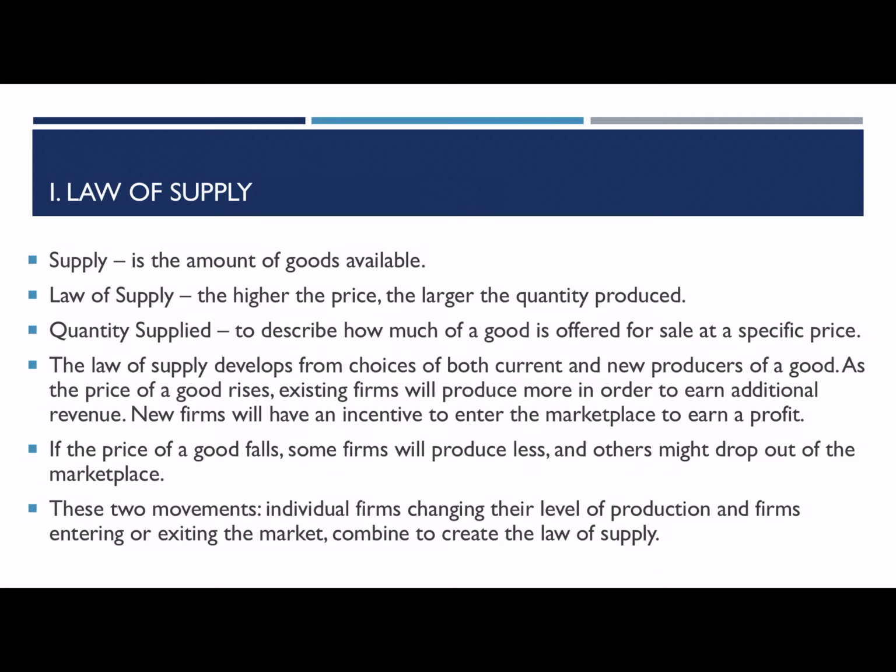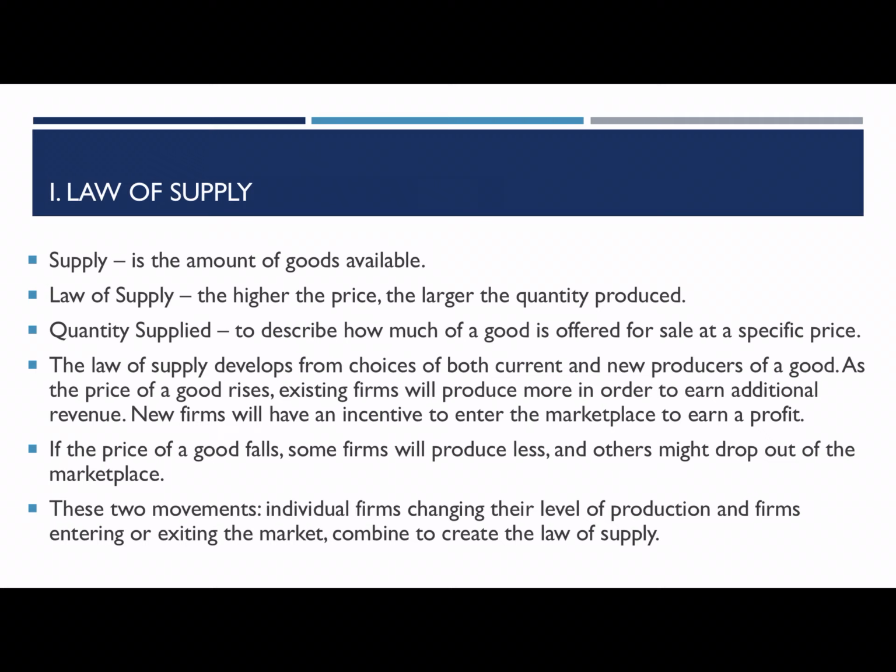So the law of supply develops from choices of both current and new producers of a good. As the price of a good rises, existing firms will produce more in order to earn additional revenue. New firms will have an incentive to enter the marketplace to earn a profit. So whereas with demand we're looking at it from the consumer point of view, with supply we're looking at it from the firm's, the business's, point of view. So again, everything that's motivating them is driven by profit.